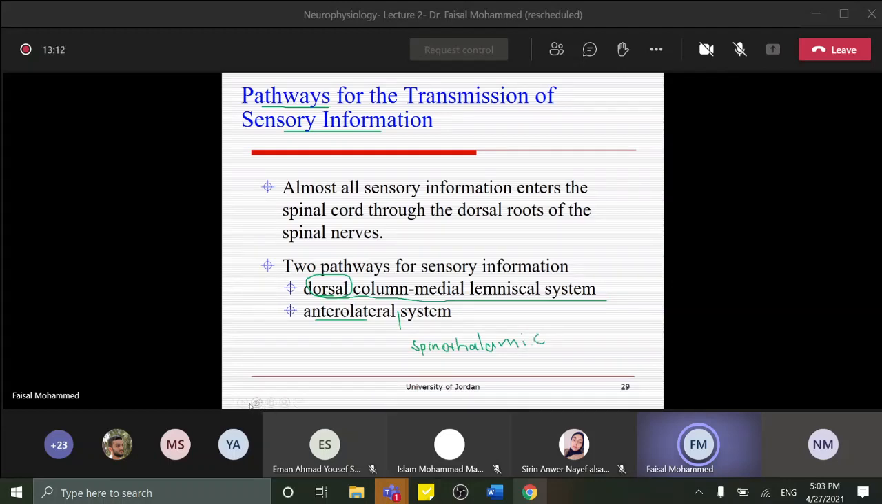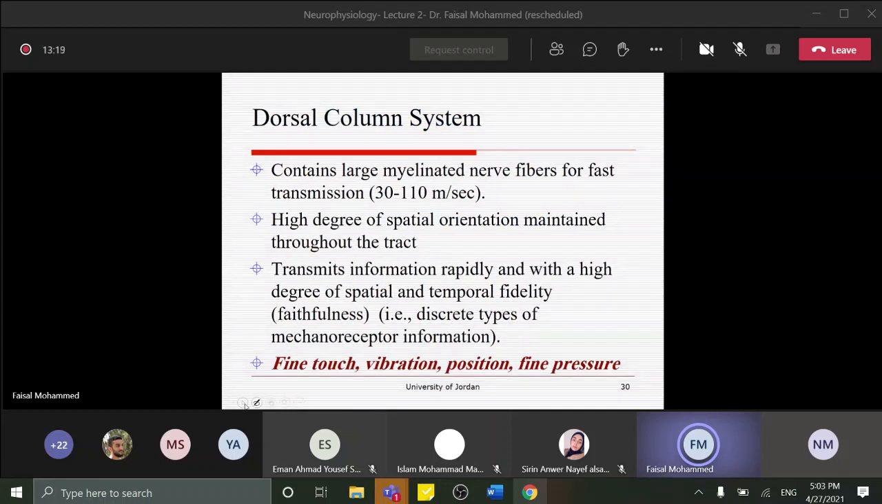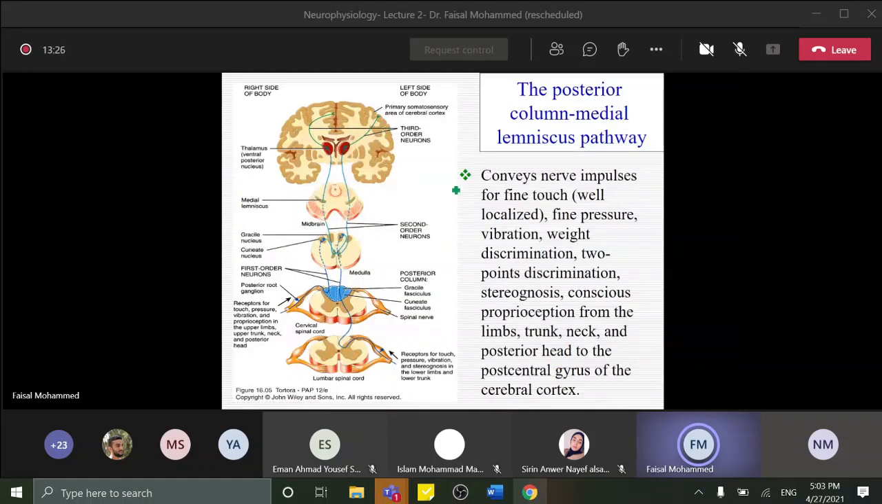Let's see these systems, how their pathways run and what kind of information they transmit. This is the dorsal column medial lemniscal system. What type of sensation does it transmit? It transmits fine touch. Not just fine: when we say fine here, we mean well localized.